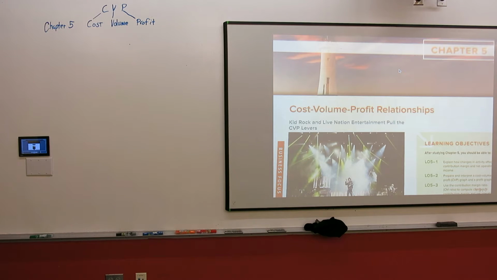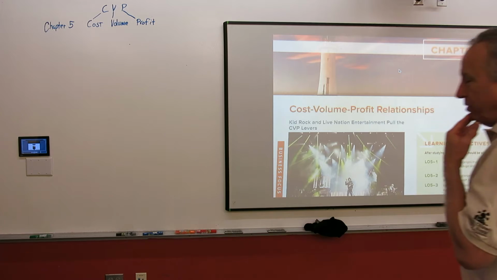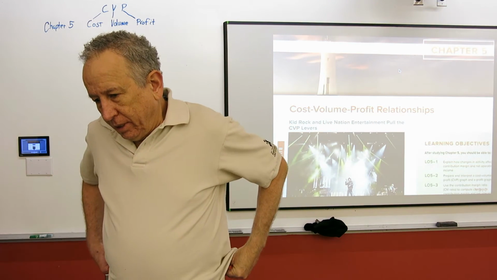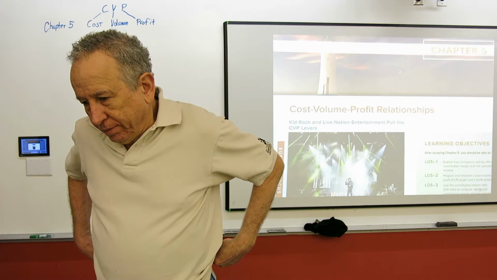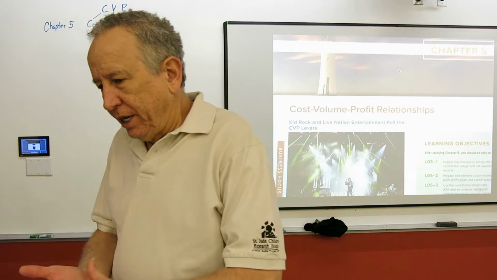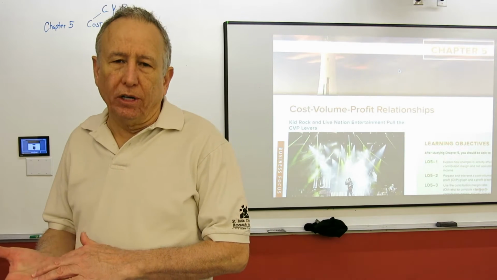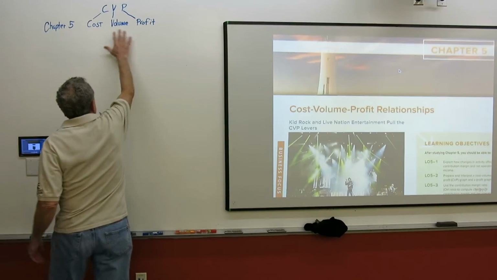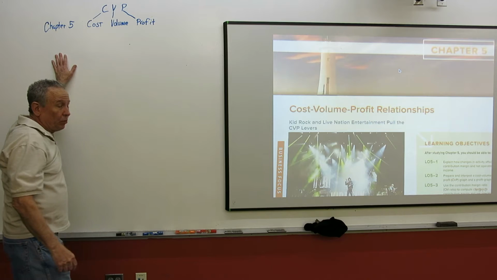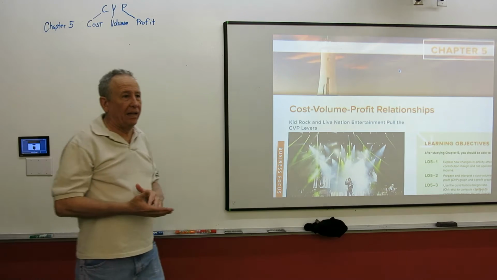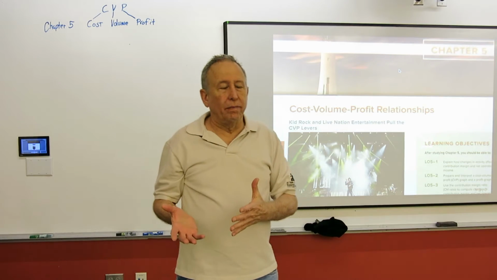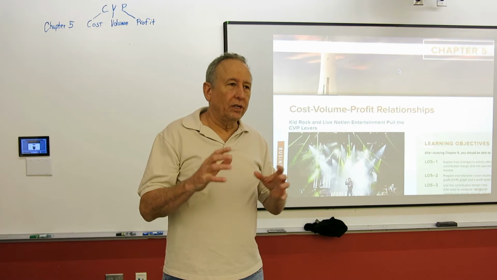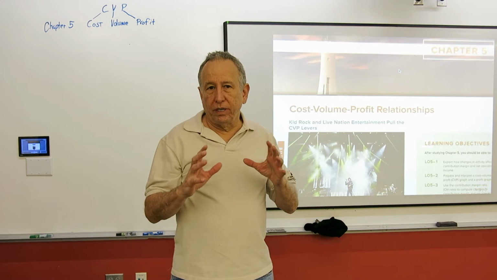Okay, this is a lecture for Accounting 113. This is going to be for Chapter 5. The topic's going to be cost, volume, profit. And really, cost, volume, profit, we're going to be studying using simple math, basically basic math and maybe some algebra, to look at relationships that companies look at.